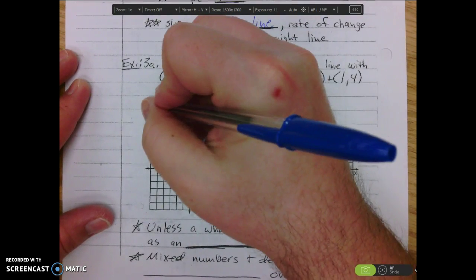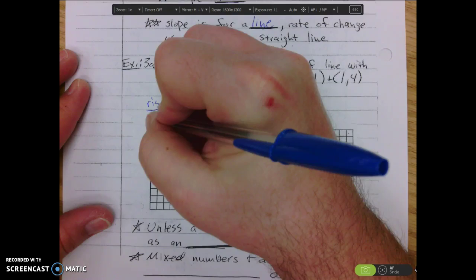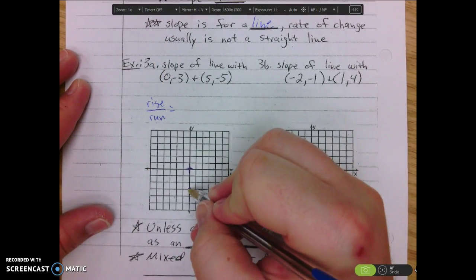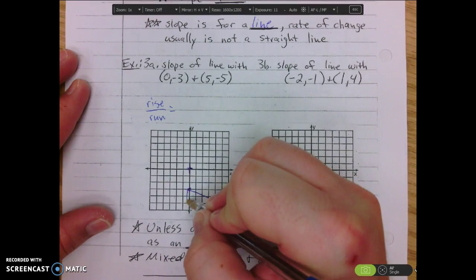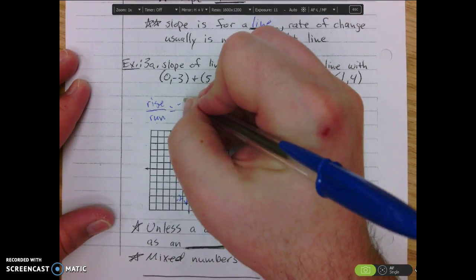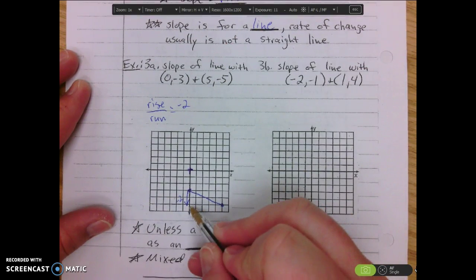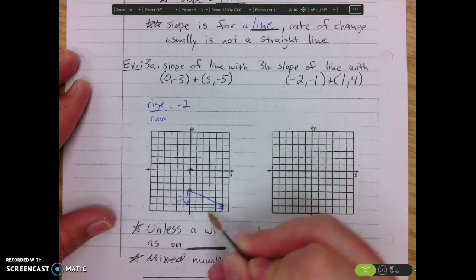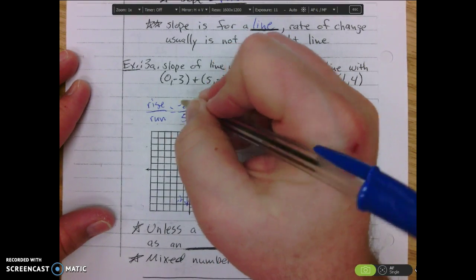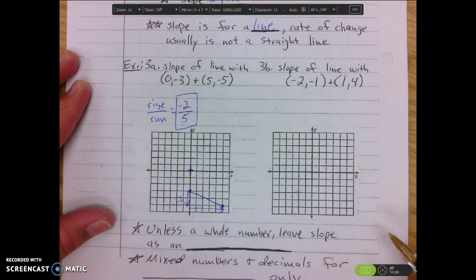So remember, slope is rise over run. So if I want to count the rise, I'm going to count down. From this point to this point, it goes down 2 units. And I mark that with a negative 2. So the rise is negative 2. The run, how far over does it go? It goes right 1, 2, 3, 4, 5 units. And it goes right 5, so it's a positive 5. So my slope is negative 2/5.